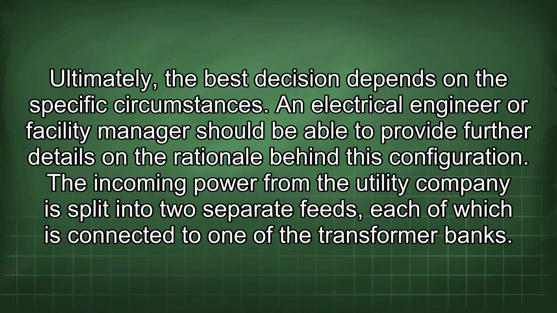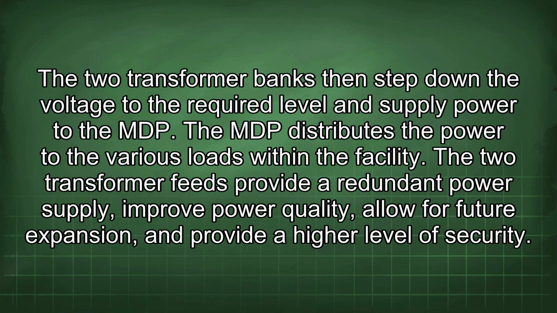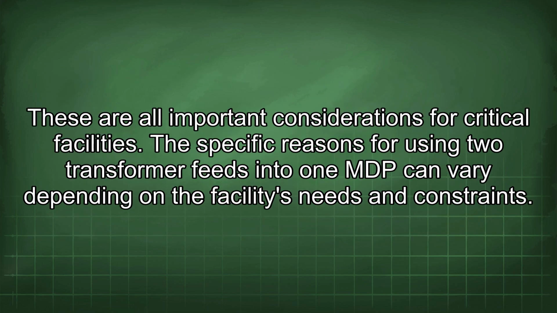The incoming power from the utility company is split into two separate feeds, each of which is connected to one of the transformer banks. The two transformer banks then step down the voltage to the required level and supply power to the MDP. The MDP distributes the power to the various loads within the facility. The two transformer feeds provide a redundant power supply, improve power quality, allow for future expansion, and provide a high level of security. These are all important considerations for critical facilities.